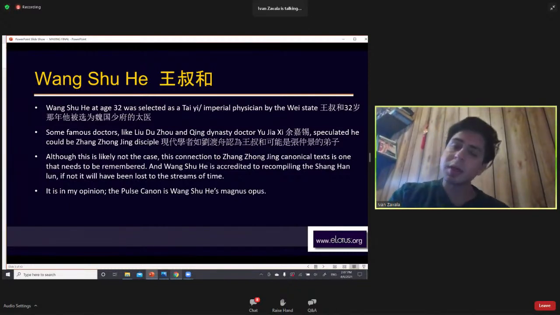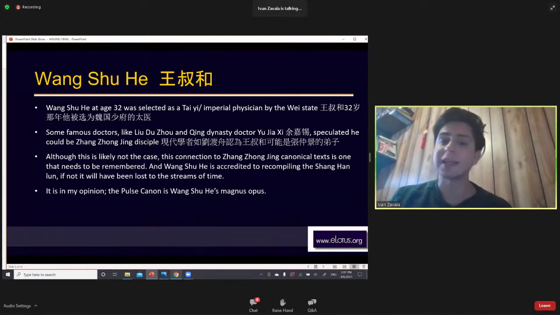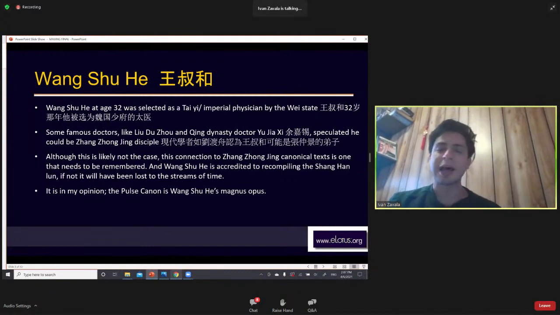Remember that Wang Shehe is credited with recompiling the Shanghanlun for us. If not, it would have been lost to the stream of time. He also compiled other texts for us called the Jingwei Yuhan Jing, right? Because of Wang Shehe, we have texts that have been recompiled for us. If not, they would likely have been lost to decomposition, to erosion, right? So because of him, we actually have the Shanghanlun, right?